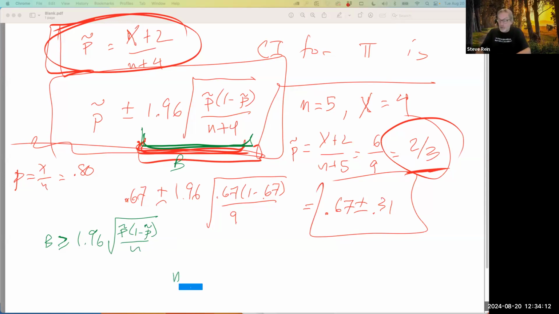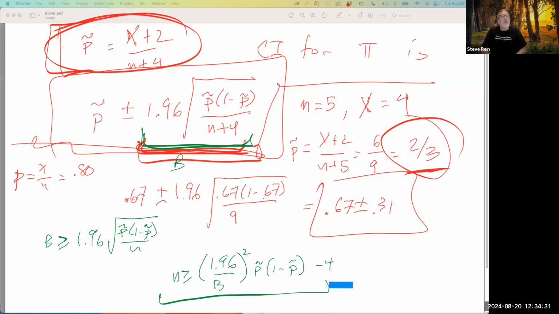The n I'm going to want to choose would be at least 1.96 over that target margin of error, B, that I want to bound things at, squared, times p tilde times 1 minus p tilde. Okay, so algebra will result in this equation.